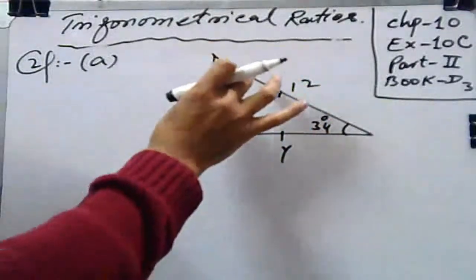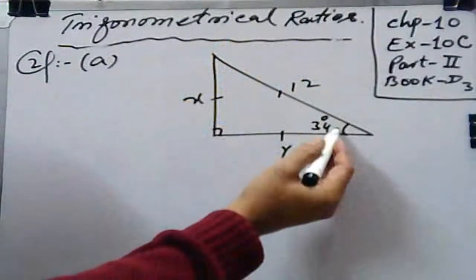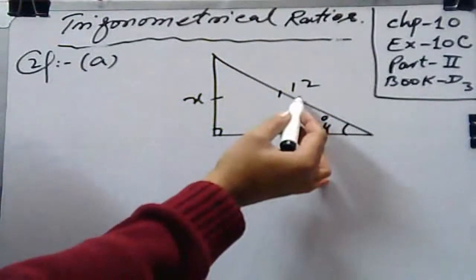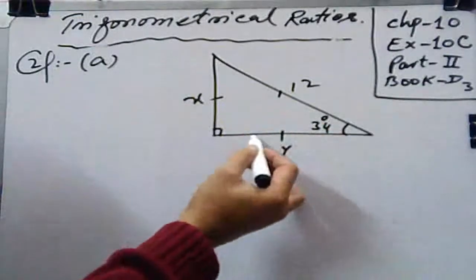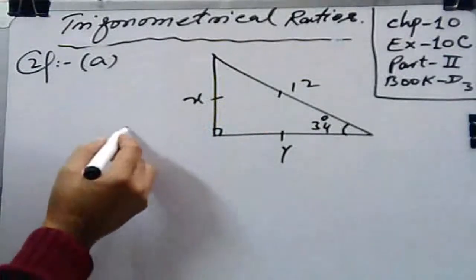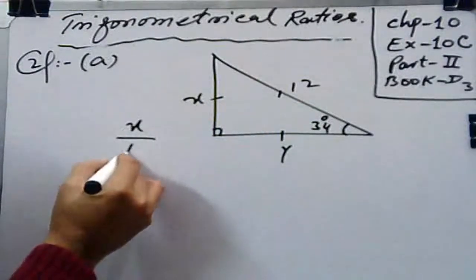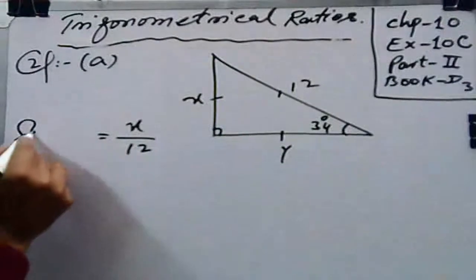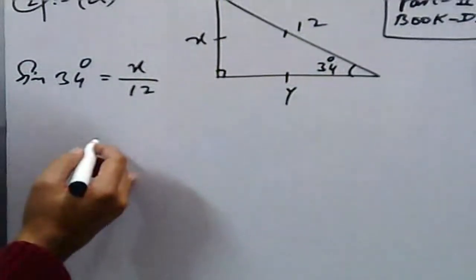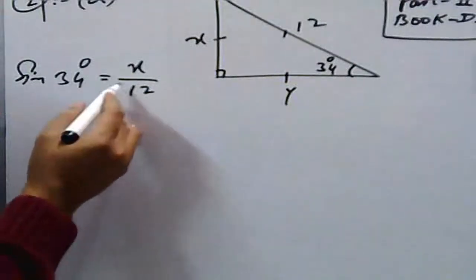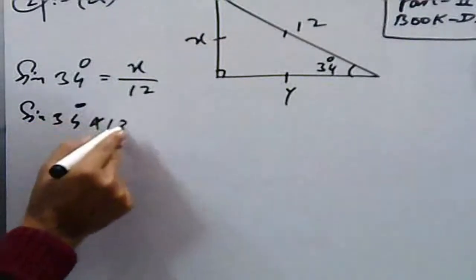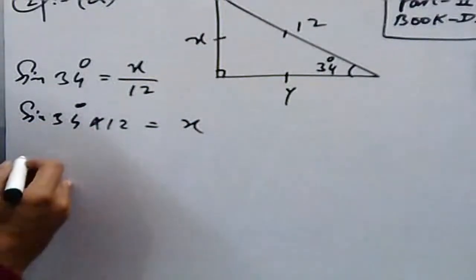For example, when I take the ratio between these two, if we take this angle, in front of it is your opposite side, that is your hypotenuse, and that is your adjacent. Opposite means perpendicular, so the ratio of perpendicular to hypotenuse is known as sine 34 degrees. First of all, we need the value of x, so sine 34 degrees multiplied by 12 is equal to x.